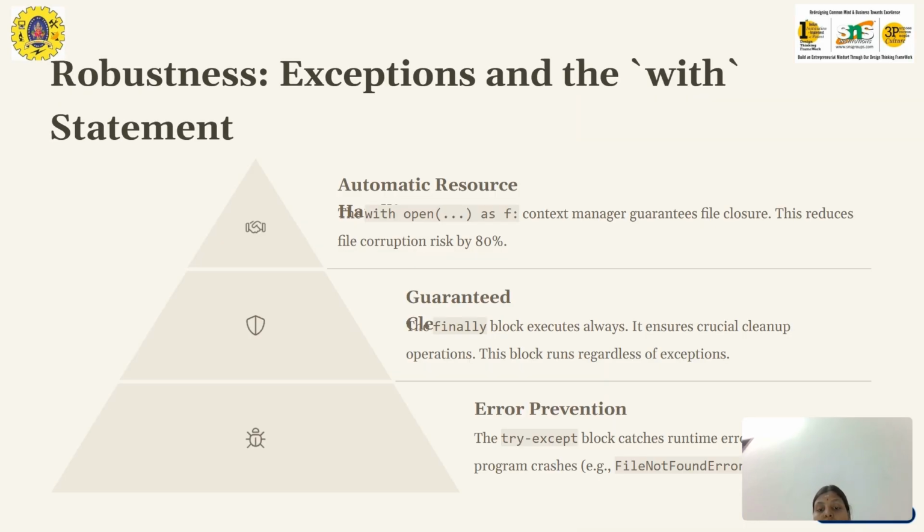Automatic resource allocation with open as f: the context manager guarantees file closure. This reduces file corruption risk by 80%. The finally block always executes. It ensures crucial cleanup operations. This block runs regardless of exceptions.